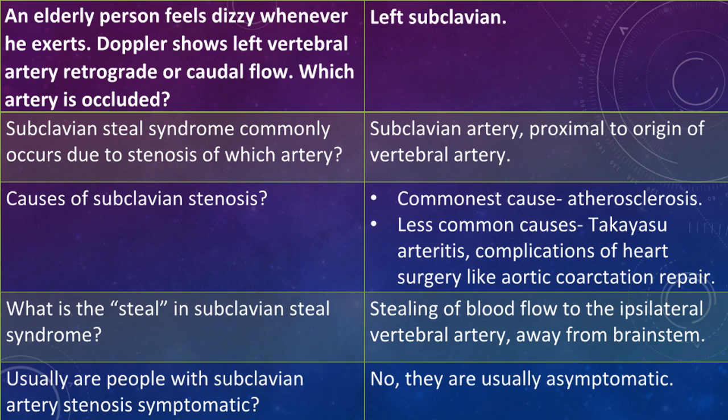Less common causes: Takayasu arteritis, and complications of heart surgery like aortic coarctation repair. What is the steal in subclavian steal syndrome? Stealing of blood flow to the ipsilateral vertebral artery, away from the brainstem. Usually, are people with subclavian artery stenosis symptomatic? No, they are usually asymptomatic.